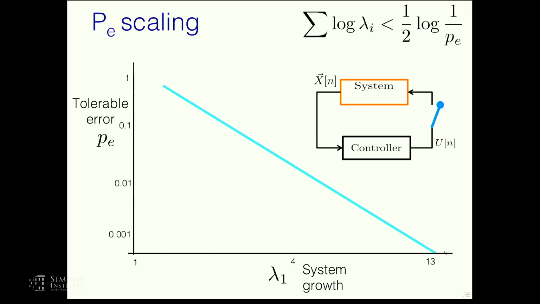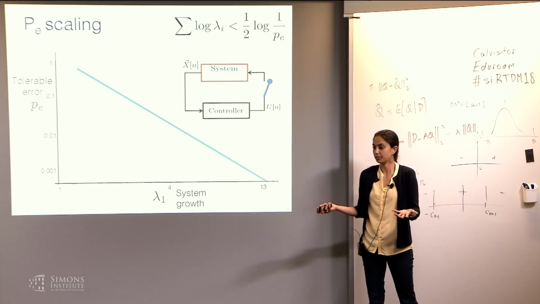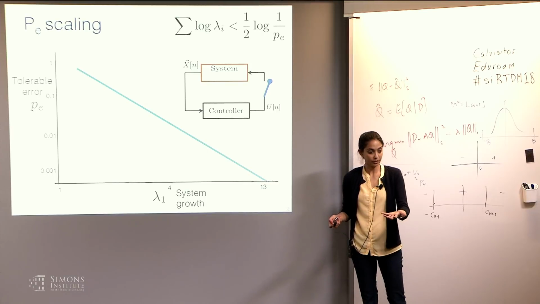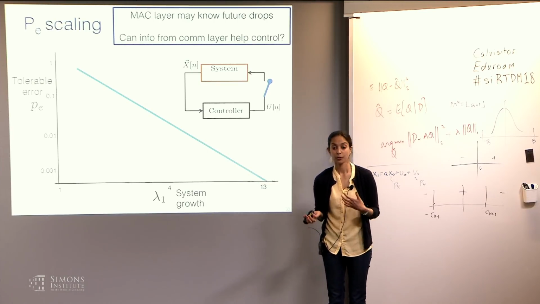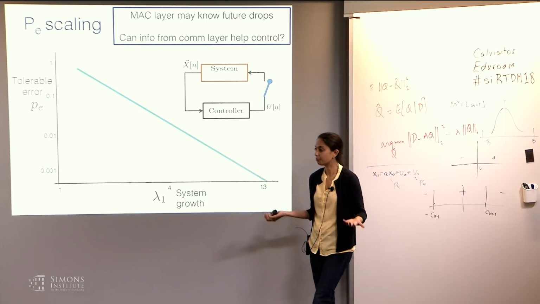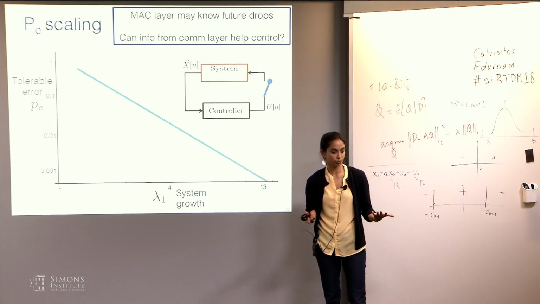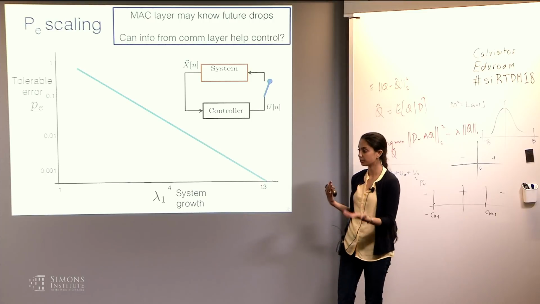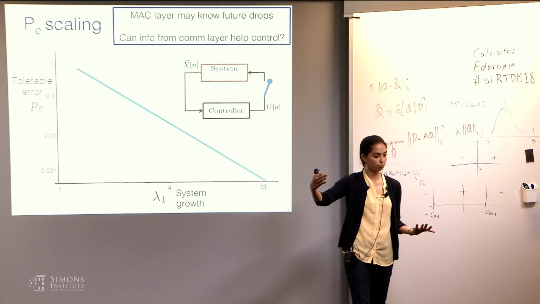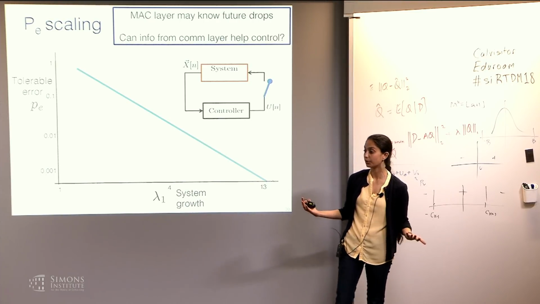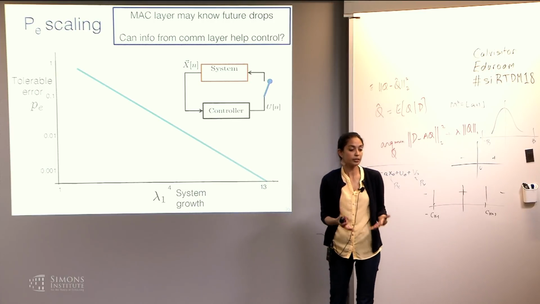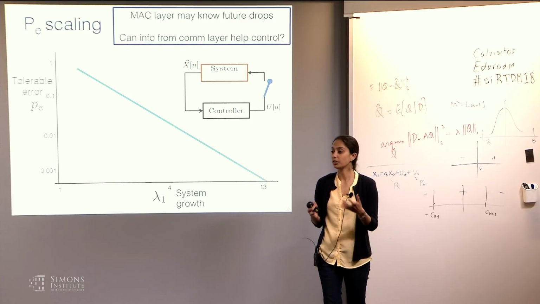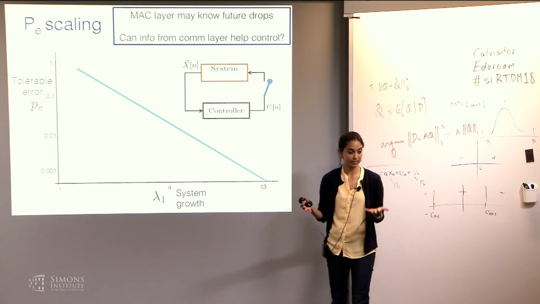So what kind of side information is available here? Well, there's only one parameter in the system, which is the drops that are happening. So can we somehow provide side information about the drops? It turns out that if you have some kind of MAC layer protocol or some scheduling protocol, it might well know that, oh, I'm seeing some congestion in the system. The next few packets are probably going to be dropped. And this information could potentially be given to a controller that could then use it to plan exactly what its controls are.